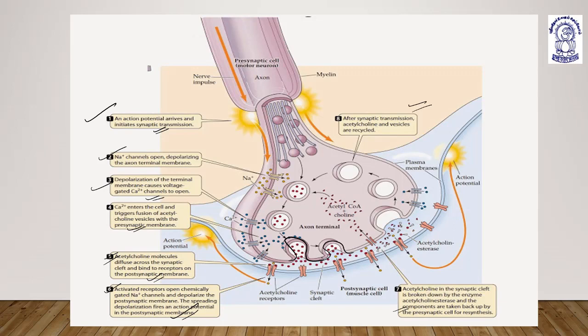Now, an important point: in a chemical synapse a neurotransmitter is required, and the synaptic cleft is 10 to 20 nanometers. But in an electrical synapse, there is no requirement of neurotransmitter and the synaptic cleft is 2 nanometers.